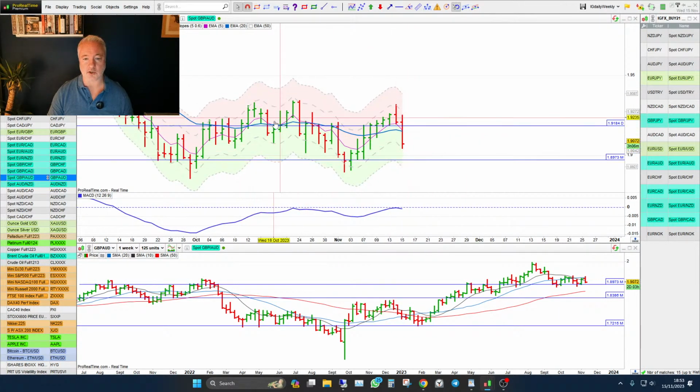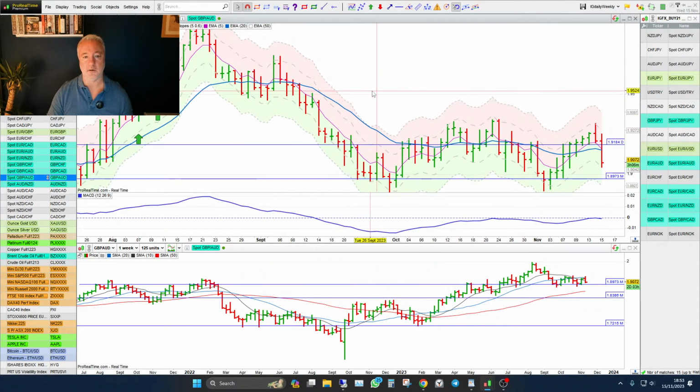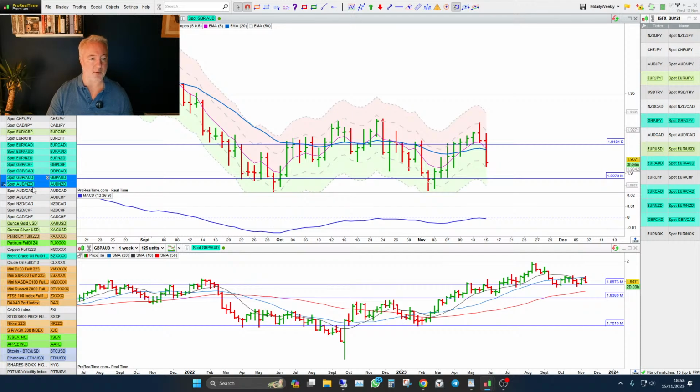Pound Aussie. Nothing. There's just nothing here. There's no clear trend, nothing happening. Compared to here or other periods, there's just no clear trend at the moment. So nothing on that one.